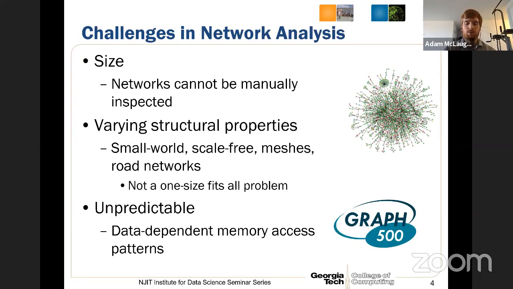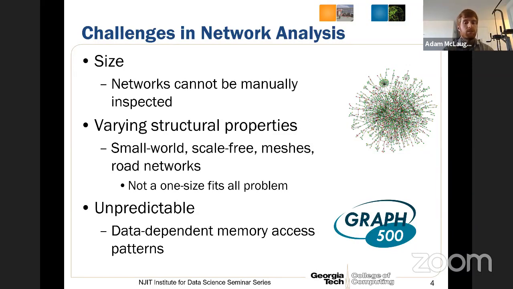But what you receive for that convenience of being able to apply to all sorts of domains, you also receive in challenges in processing graphs. In particular, graphs that are of interest are particularly large. There's no chance they can be manually inspected, and you need robust algorithms that scale to millions, if not billions, of vertices. Graphs are also unique in that they have varying structural properties, and many graphs can have some similar characteristics, even quantitative characteristics, but actually look quite different.